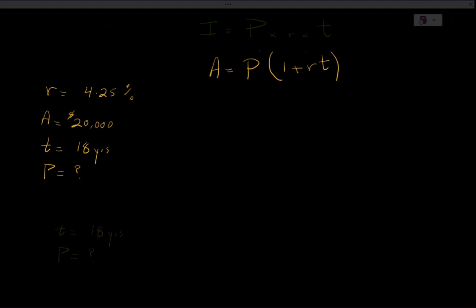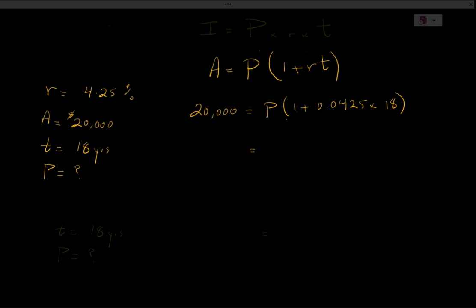Okay, let's plug numbers in and see what we get. So 20,000 for A, then P we don't have, 1 plus. We're going to change the rate to decimal 0.0425. Make sure you write all the decimal expansion and then multiply that by 18 here. All right, and now we're going to solve for P.